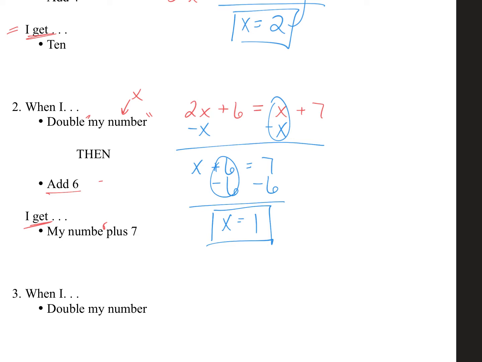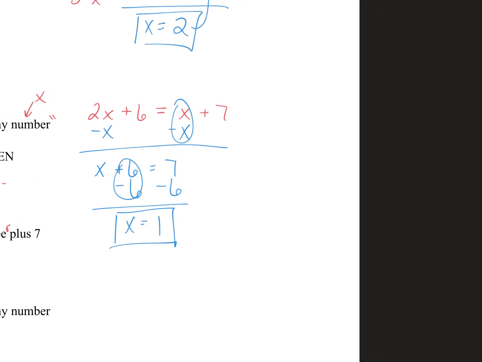Now, to check to see if that's true, I'm going to rewrite my original equation, but I'm going to replace all the x's with 1. So instead of 2x plus 6, it's going to be 2 times 1 plus 6 equals, instead of x plus 7, it'll be 1 plus 7. 2 times 1 is 2. So then I rewrite the rest of my equation there.